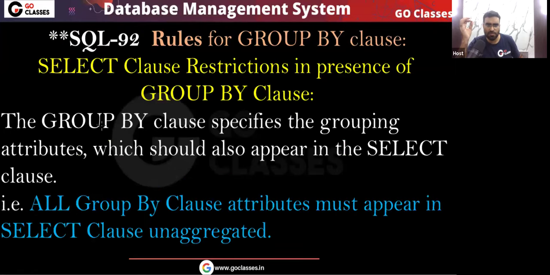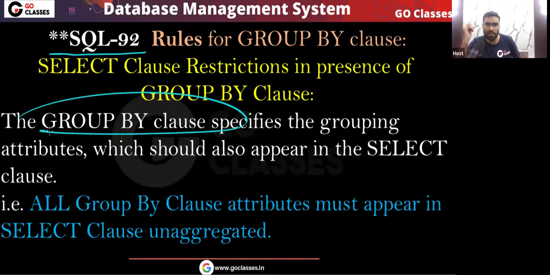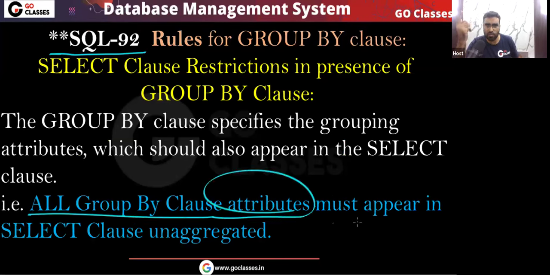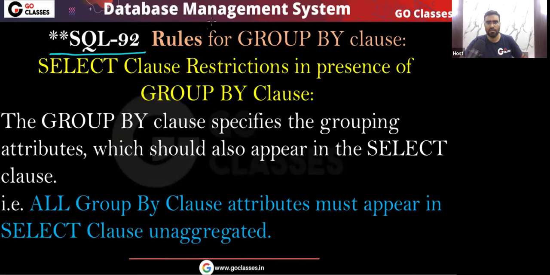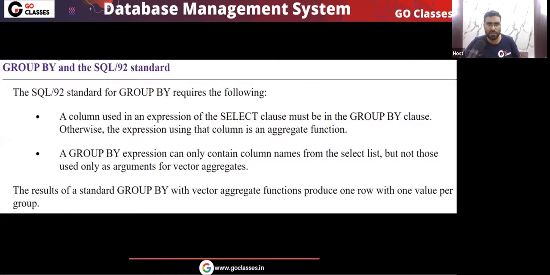Now, the SQL 92 rule. Let's see the SQL 92 rule. That is, the group by attributes must be in the select clause. All group by attributes must appear in the select clause, unaggregated. So this is SQL 92. I hope this point is clear. You can read this SQL 92 standard, these two rules. Anyway, we have already seen.